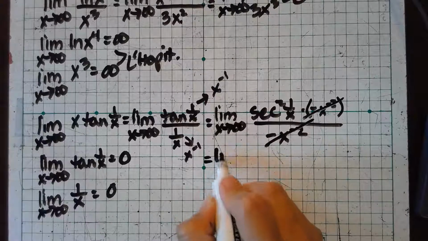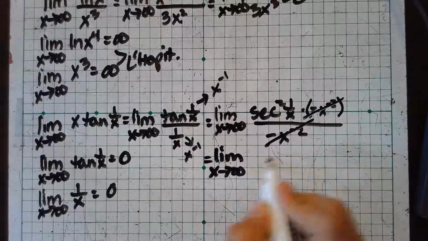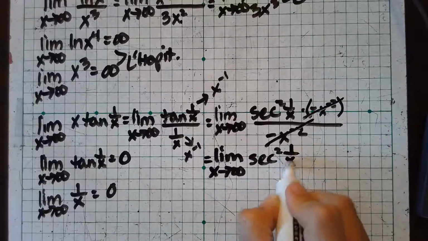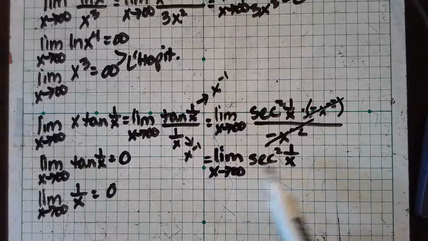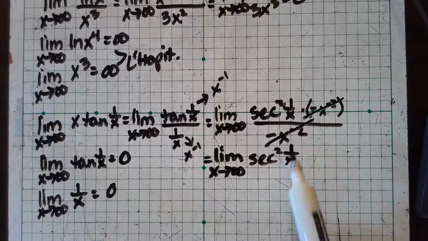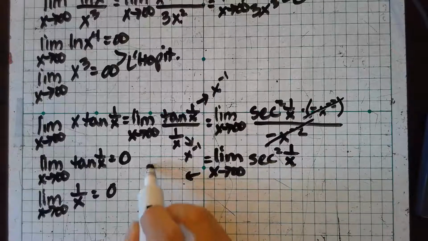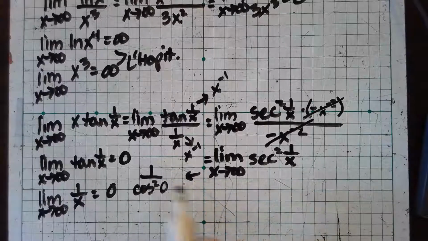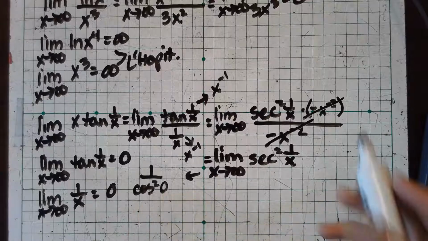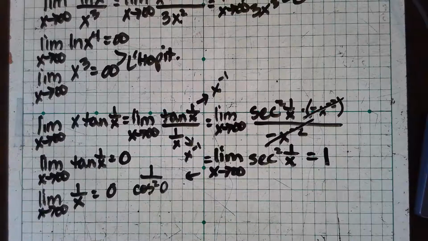All right, so the limit as x approaches infinity of secant squared 1 over x. Okay, now you got to think about this for a second. This goes off to infinity, that's going to be 0. But remember, secant is 1 over cosine. So think of this as 1 over cosine squared of 0, but what's cosine of 0? 1. So this whole thing goes to 1 right there. So these are the ones that you're really going to focus on in AB because it's going to be 0 over 0 or infinity over infinity.